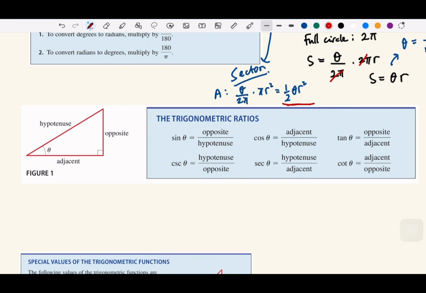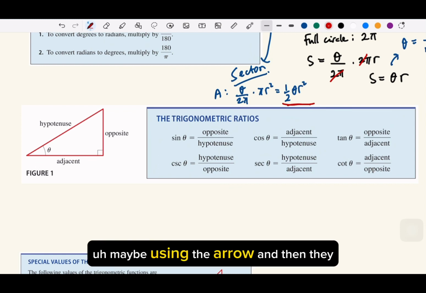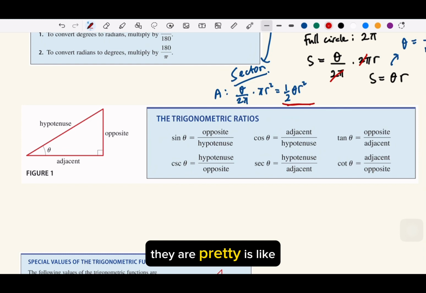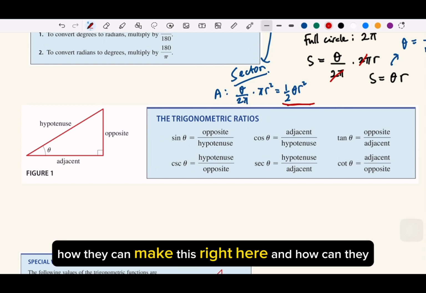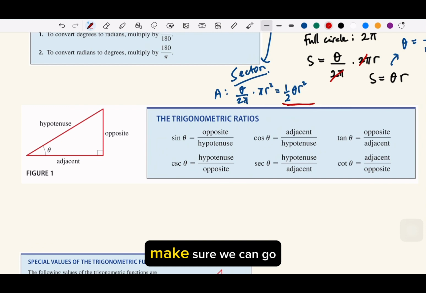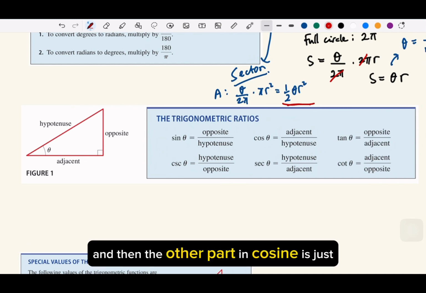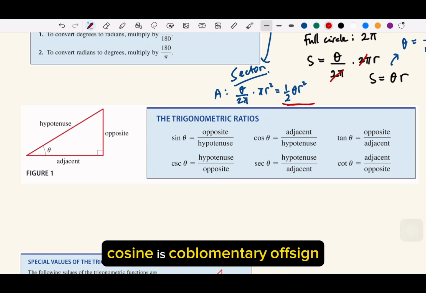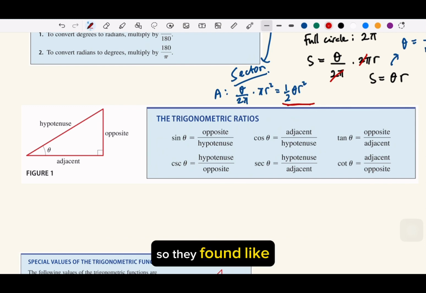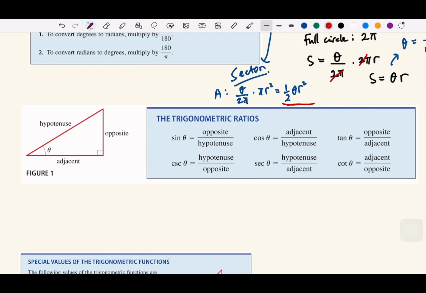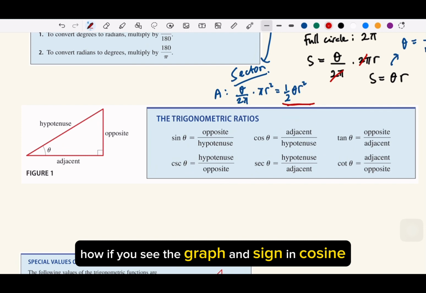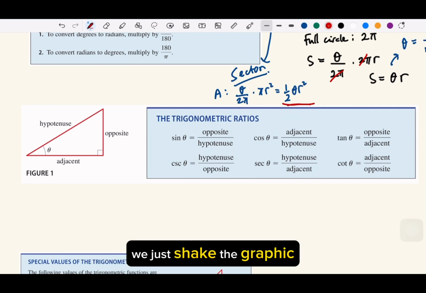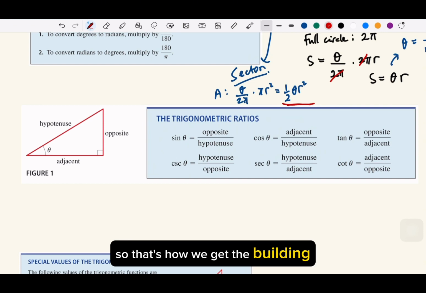Maybe using the arrow, they were curious how they could make this ratio, and how they could measure the angle. And then the other part, the cosine, is just the complement of sine. Basically, cosine means complementary of sine. If you see the graphs of sine and cosine, we just shift the graph by pi over 2. Right? So that's how we get the name.